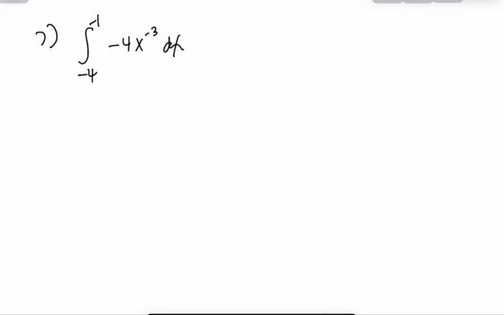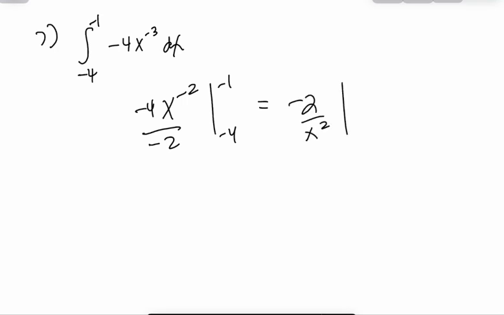Okay, number 7. If we do that, we have to make the power go up by 1. If I add 1 to -3, I get -2. So it's really going to be x to the negative 2. Negative 4 would divide by negative 2, just leaving me negative 2x to the negative 2. But I'm going to write it like that now. You don't have to, but it's helpful.